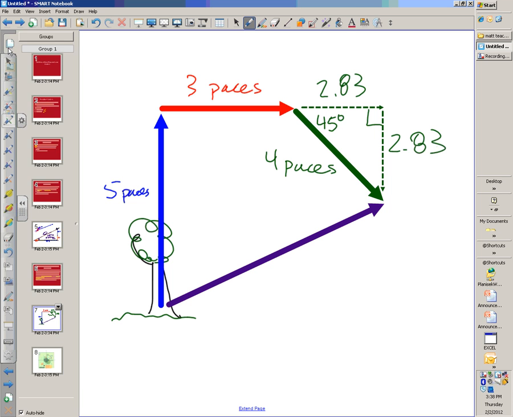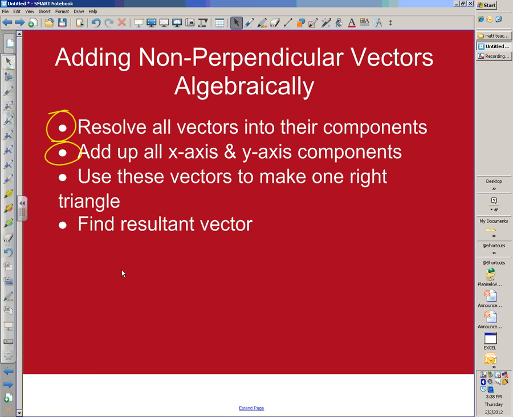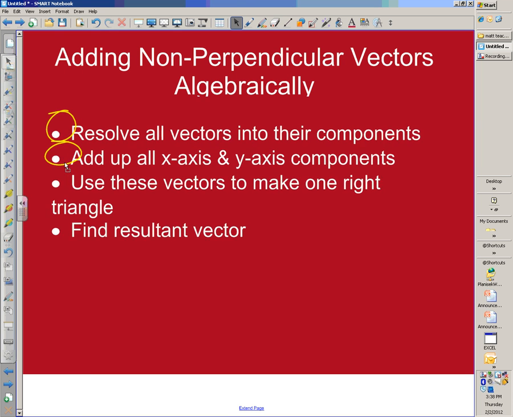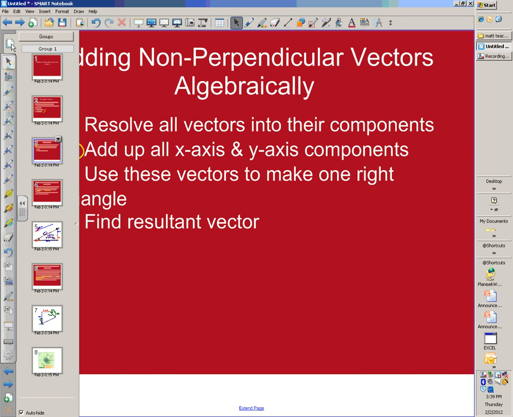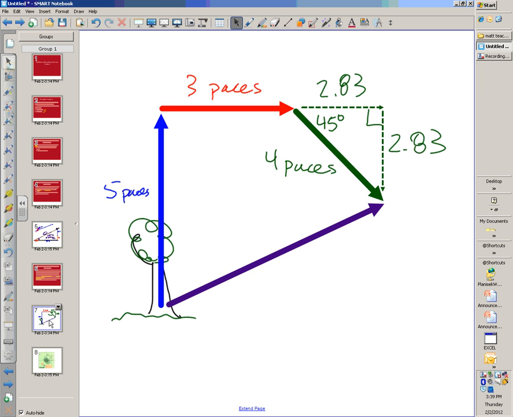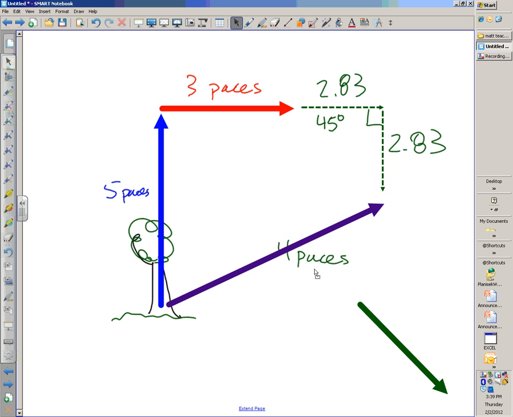Going back to our steps, the second step in the process says, add up all the x-axis components and all the y-axis components. Going back to our picture, to clean some things up, I'm going to take this green vector, the 4 paces, and the 45 degrees and the right angle, and pull them out of the way. This is what we're left with.